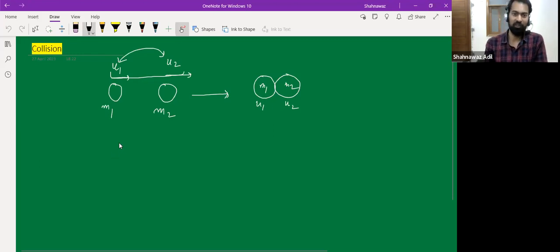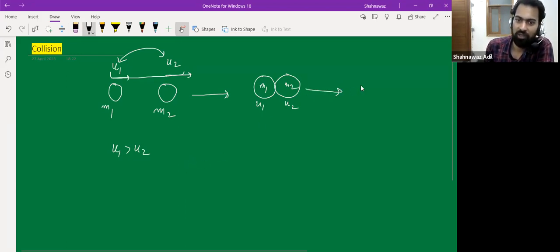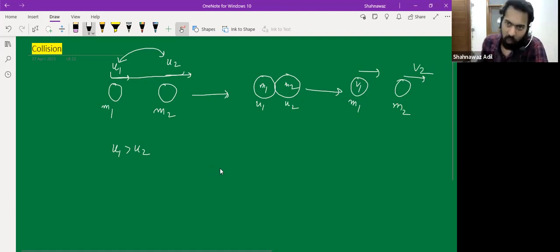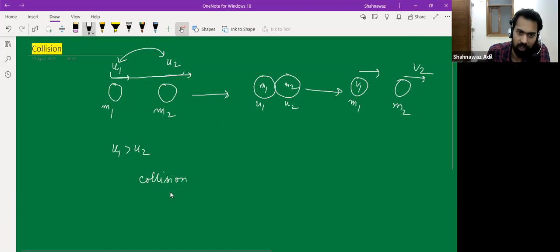So correct. When these objects are colliding, it means that U1 is greater than U2. Absolutely right. And then it collides, and the m1 object moves with velocity V1, and the other object moves with velocity V2. So there are two kinds of collision. One collision is elastic, and the other collision is inelastic.